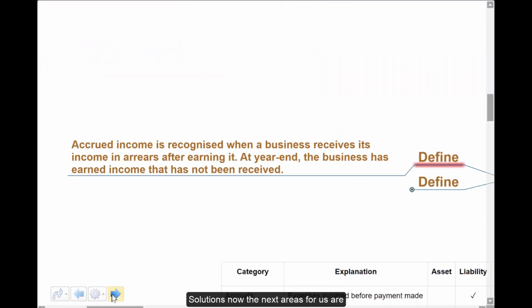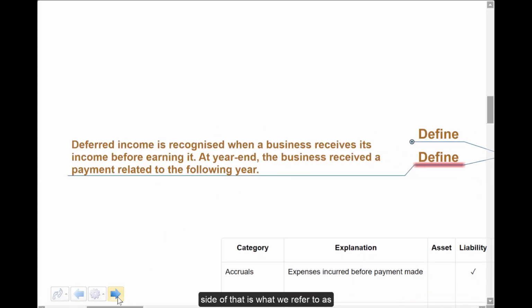Now, the next areas for us are this area of accrued and deferred income. Let's firstly deal with accrued income. Accrued income is recognized when a business receives its income in arrears after earning it. So, in this case, at year end, the business has earned income that has not been received. Okay? Now, the flip side of that is what we refer to as deferred income. So, deferred income, note, is recognized when a business receives its income before earning it. At year end, the business received a payment related to the following year.